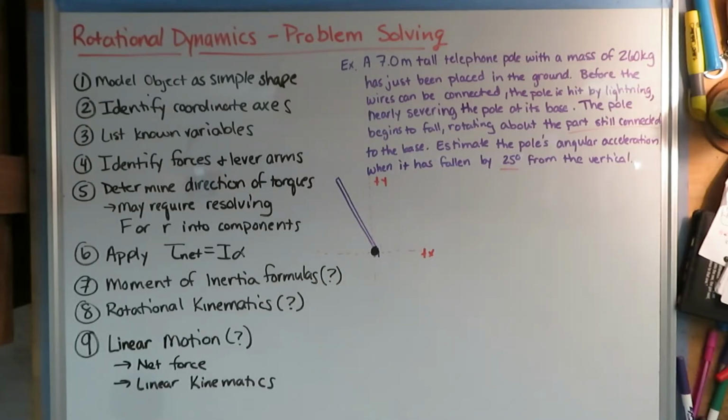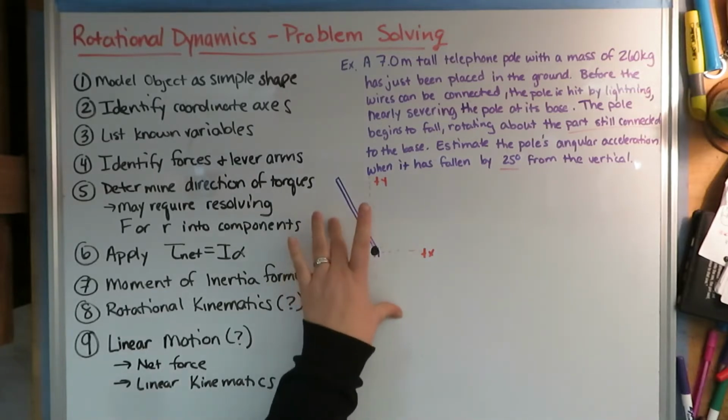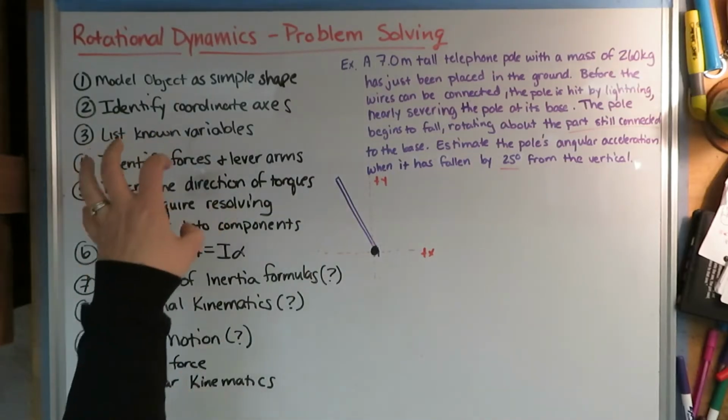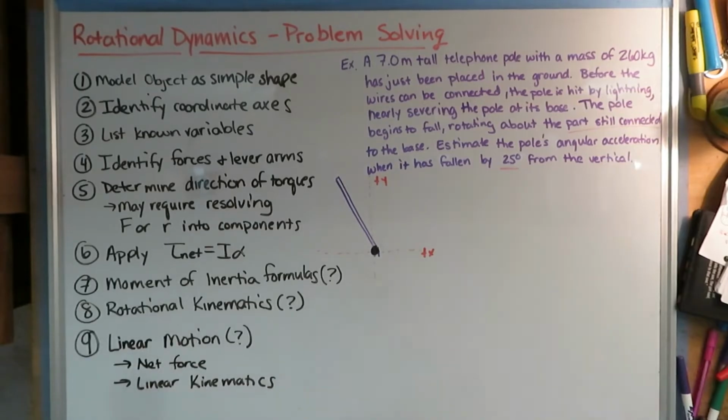We want to list the variables that were given. I usually do that by drawing on my diagram. I didn't draw a super big diagram here, so it'll be a little more difficult for me to label. I usually try to draw larger diagrams, but I wanted to have the steps on the board as well as the examples so we could work those side by side.